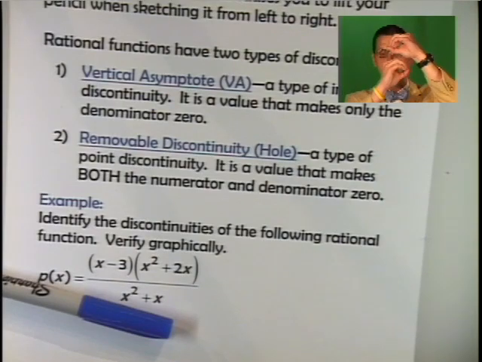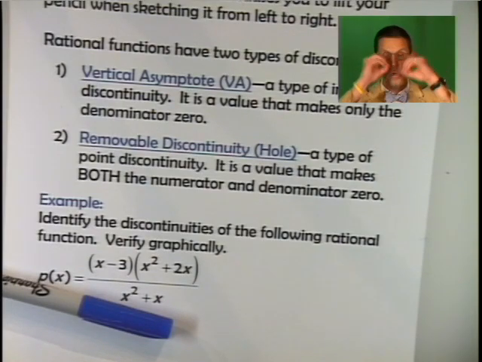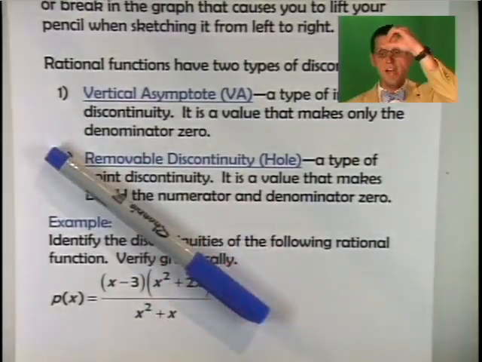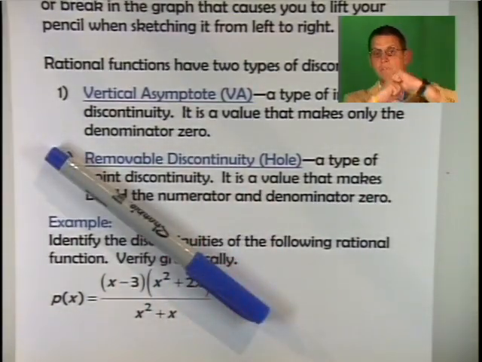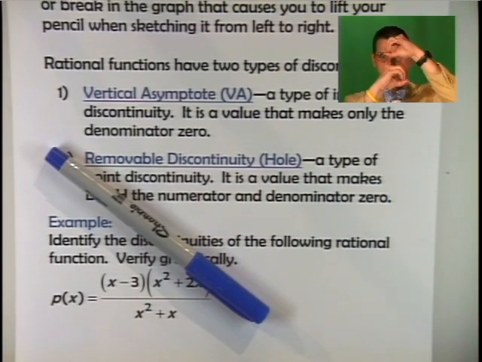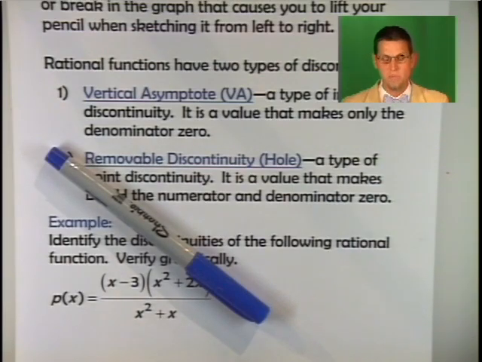0 over 0 when you plug in is a hole. It's a removable discontinuity. As you're going to see, you're going to be able to factor and remove that factor that's causing the 0 over 0. And because you can remove it from the equation, you're going to be able to remove that point from the graph. So 0 over 0 is a hole, and you can remove the factor. Two ways to remember removable discontinuity.